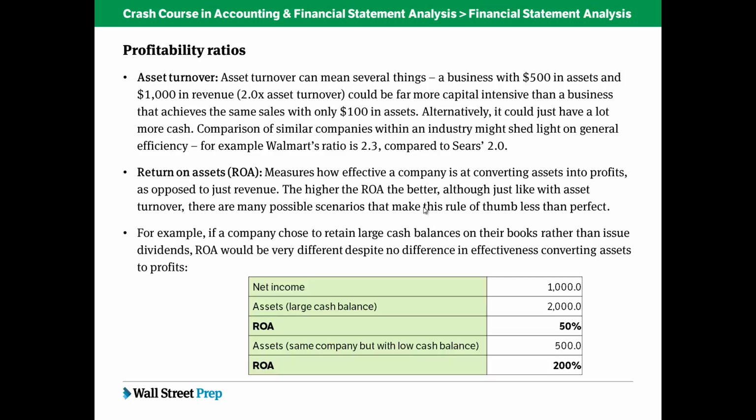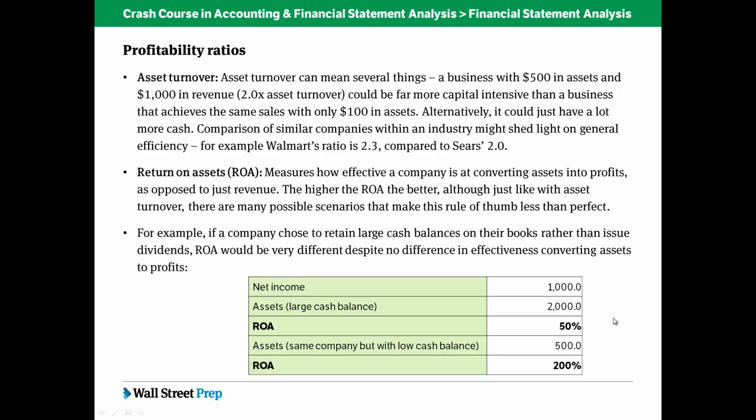Now, return on assets is a related concept, except that instead of revenue divided by assets, you're looking at how effective a company is at converting assets into profits as opposed to just revenue. So the higher the return on assets, the better. Although, just like with asset turnover, there are many possible scenarios that make this rule of thumb less than perfect. Imagine the company simply chose to retain large cash balances on their books rather than issue dividends. Return on assets would be very different, despite no differences in effectiveness of actually converting assets into profits.